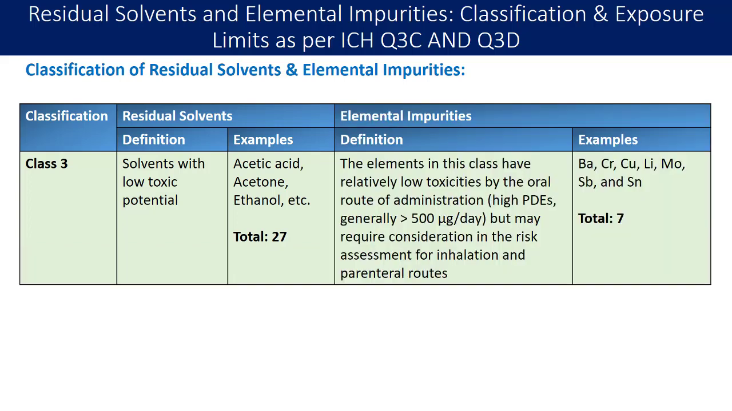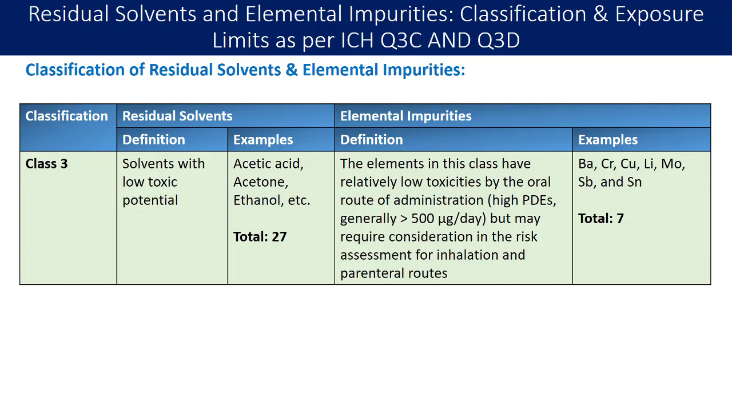And what about the elemental impurities? The definition is: the elements in this class have relatively low toxicities by the oral route of administration. I mean a higher permitted daily exposure, that is PDE, is possible. Generally the PDE is greater than 500 micrograms per day for class 3 elemental impurities for the oral route of administration, but may require consideration in the risk assessment of inhalation and parenteral routes.